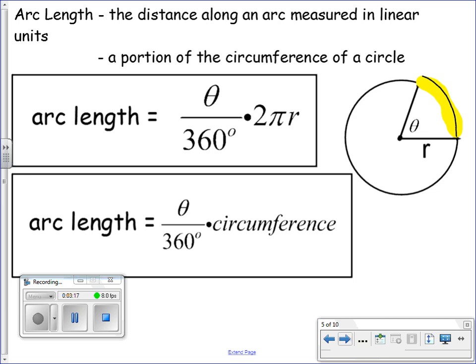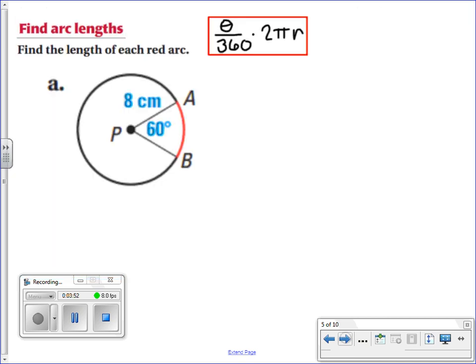There are two equations for arc length. The first one here, theta divided by 360 degrees times 2 pi r. We use this when we're given the radius. And another equation, theta divided by 360 degrees times the circumference. Well, we already know that the circumference is equal to 2 pi r. So these essentially are the same equation. So it just depends on what information is given, which one we use.